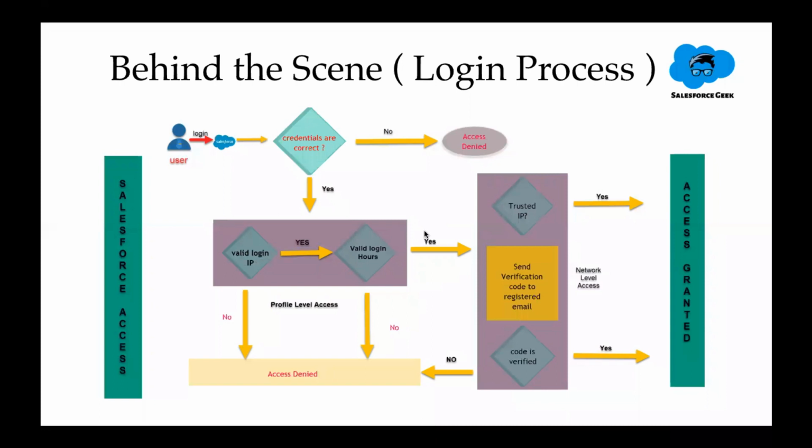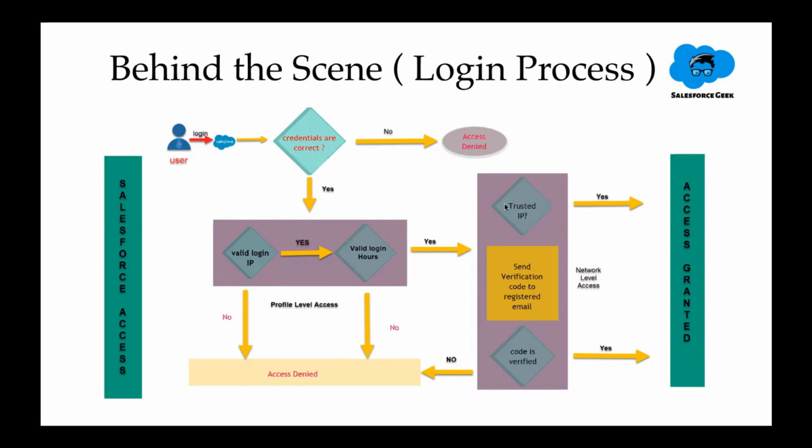If you have valid login IP and login hours as well, then we have an access check at the network access level. This is something related to the verification code. I'm sure everyone on the call got a verification code the first time you tried to log in to your Salesforce environment, at least one time. So what happens if you have trusted IP ranges added at your network access? That means you are logging in from a trusted IP range, and you will get access to your Salesforce environment.